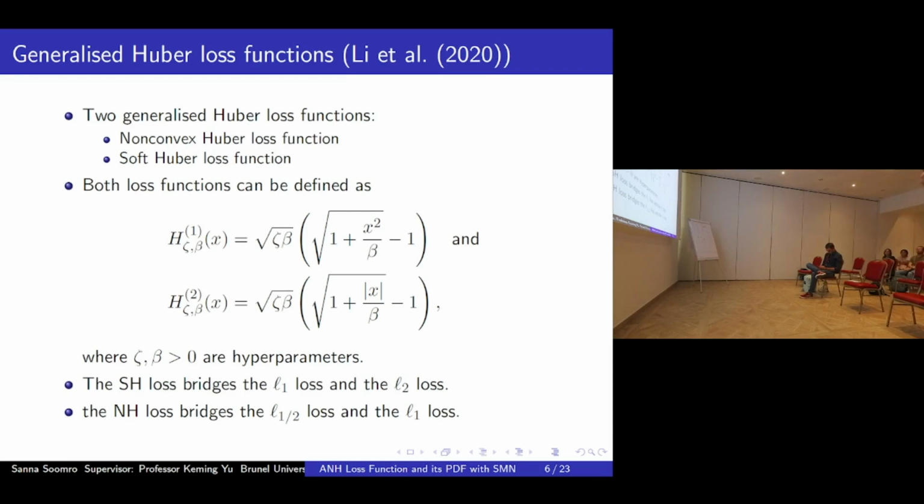So what's special about these two loss functions? The first loss function, soft Huber, can bridge between the absolute loss function and the square loss function. And the second loss function can bridge between the square root loss and the absolute loss function. So that's the kind of property they have.